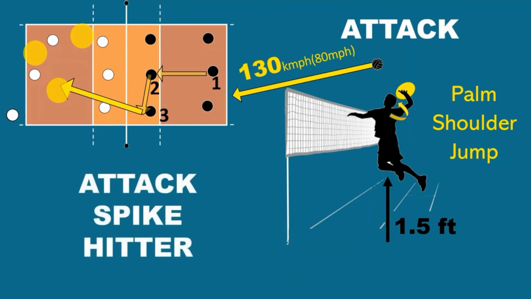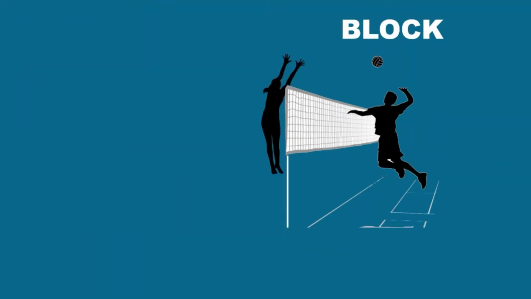Now this attack shot is also known as a spike, and the player is also known as a hitter. When you're doing the attack, the opponents can block your shot. So in that case, if you hit it, they block it and the ball falls into your area, then you lose a point. So you need to be aware of the blockers.